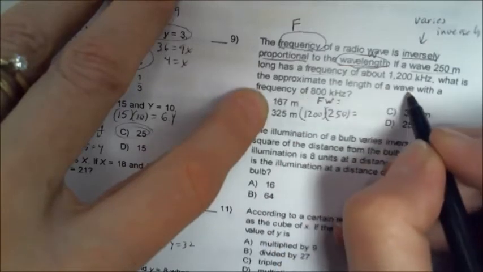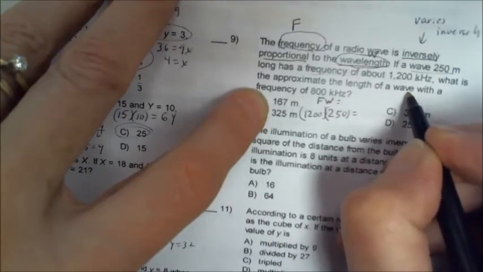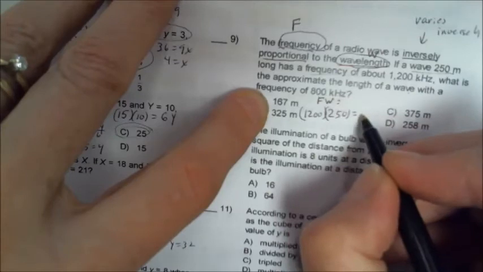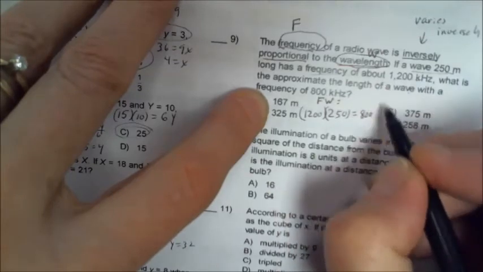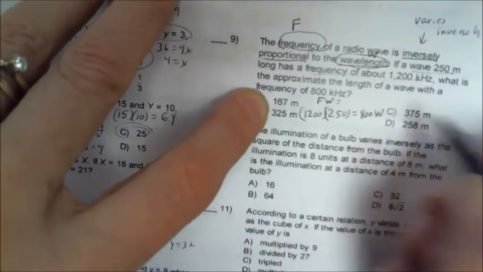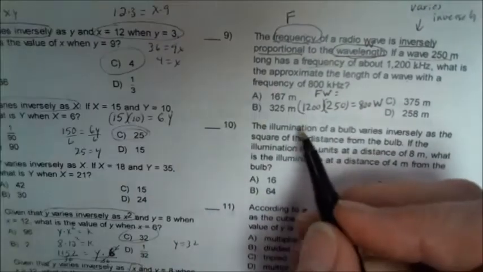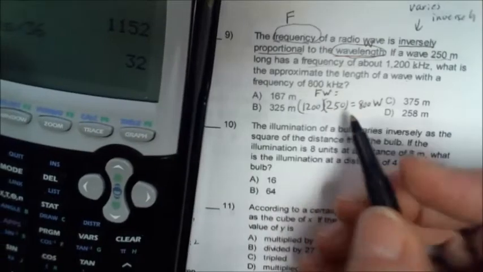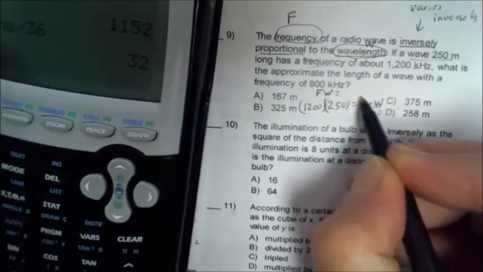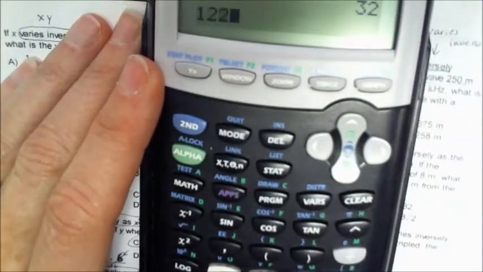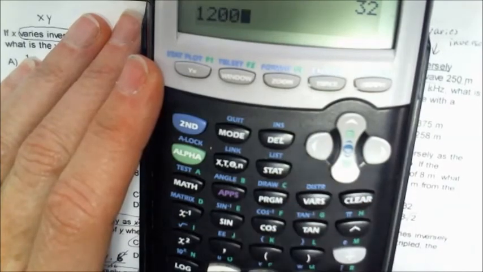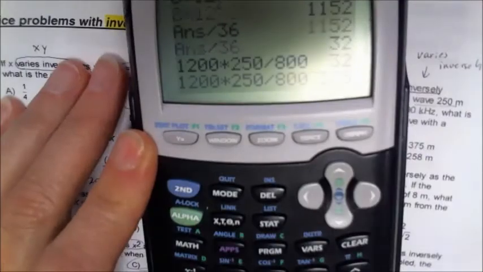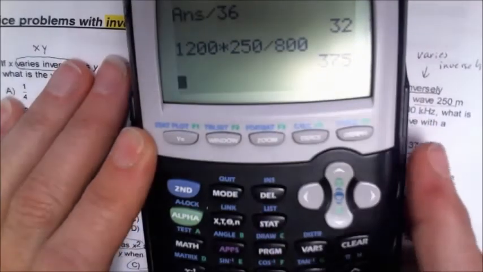Now we have to find the length of a wave when the frequency is 800. So 800 times the wavelength, W. I'm just going to take my calculator out and do 1200 times 250 and divide both sides by 800. 1200 times 250 divided by 800. And it looks like 375 would be the answer. So that would be letter C.